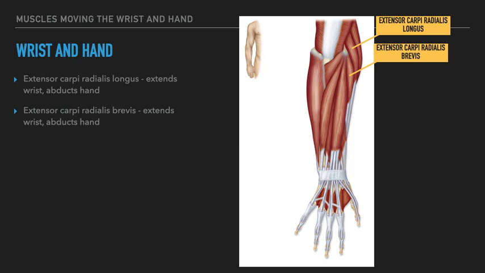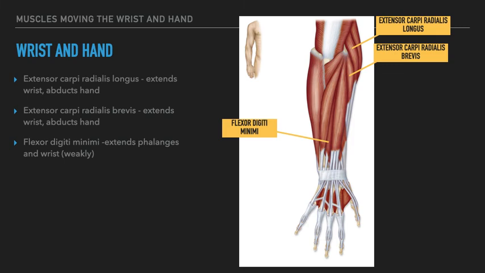This next muscle is the extensor carpi radialis brevis. This muscle, when it contracts, will extend the wrist and abduct the hand. The origin is again the lateral epicondyle of the humerus, and it inserts at the base of metacarpal 3.